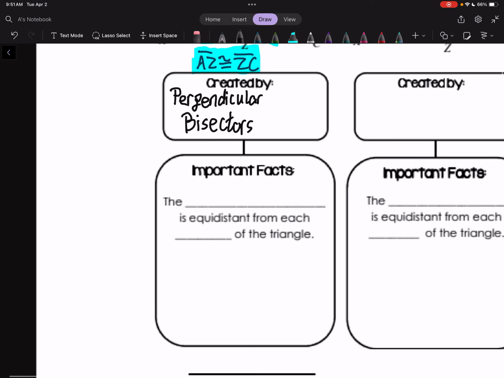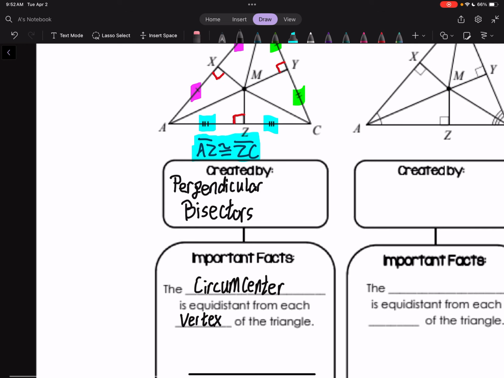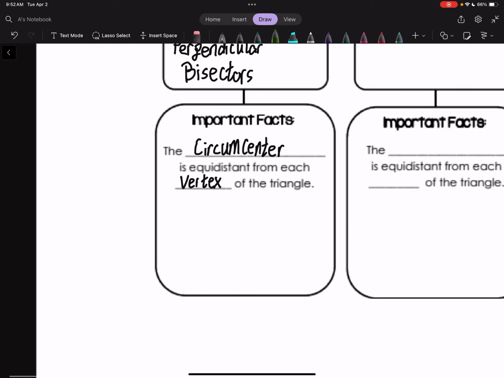Important facts about the circumcenter is that it is equidistant. Let me write circumcenter real quick. It is equidistant from each vertex of the triangle. What this is saying, AM is congruent to BM, which is congruent to CM.